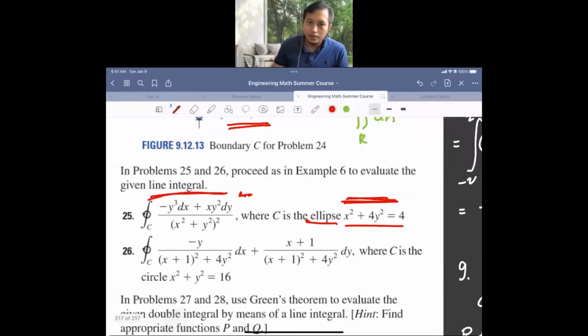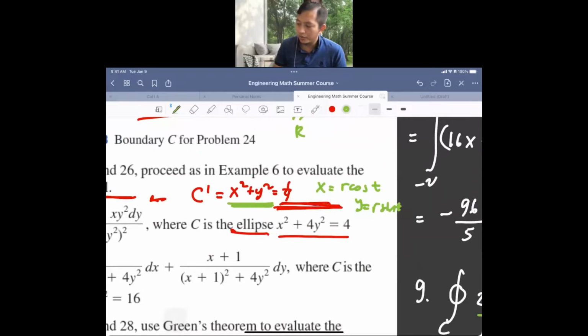Because it's an ellipse, we could take this ellipse as, let's say we have another C that is a circle, x squared plus y squared equals 1 over 4. Why do we need this? Because we are going to parameterize x becoming r cos t, and y r sine t. And later, we could exchange all with the t. Okay. So why do we need this?